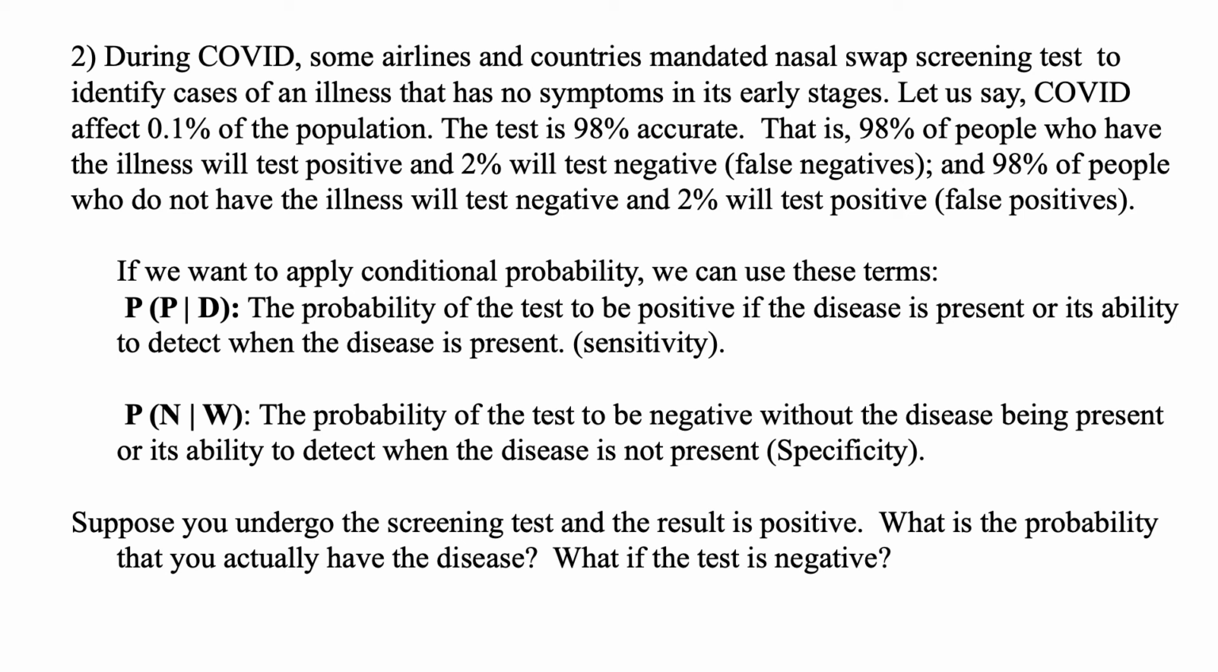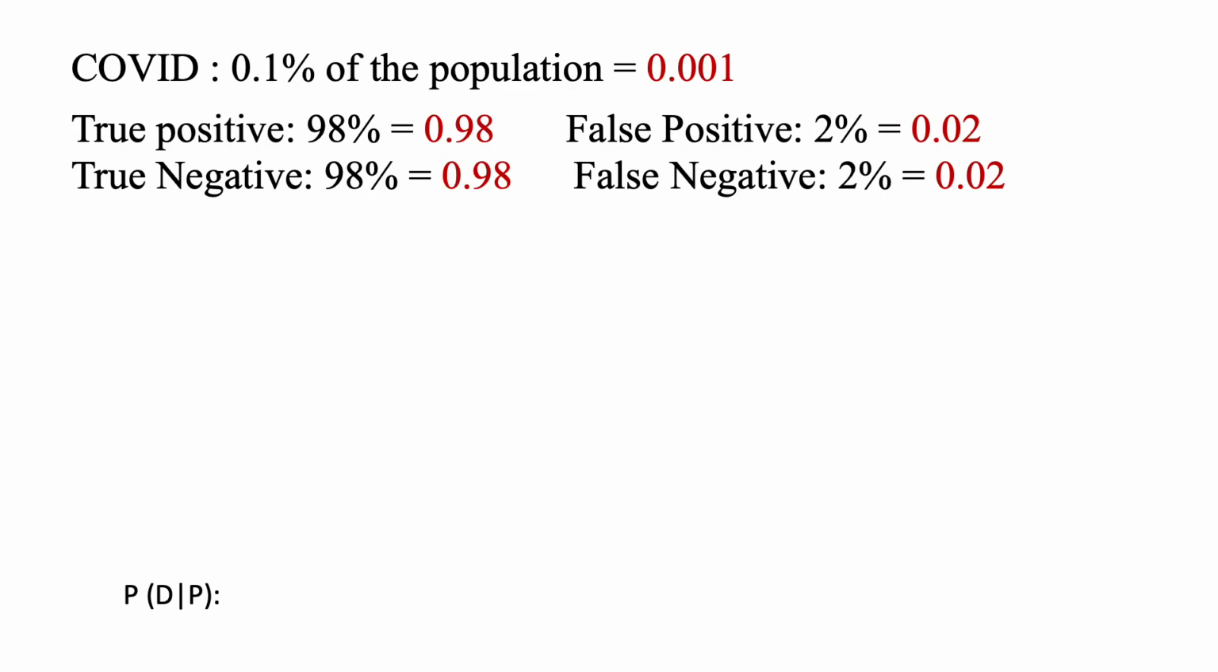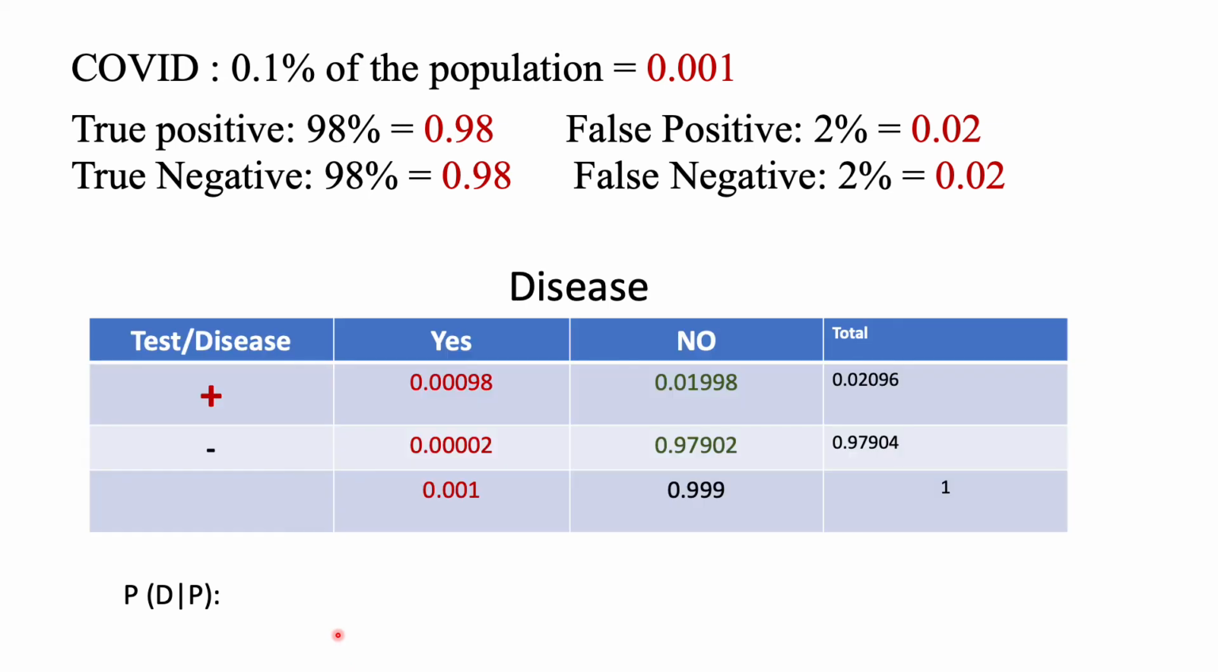Another question for practice. You can pause the video, read the question and analyze it. Then we'll go to the result. So in this question, we have some information about the prevalence of the disease and also the accuracy of the test. Let us organize it in a table. In this population, we will have people who have the disease and people who don't have the disease, and people who are going to test positive and people who are going to test negative.